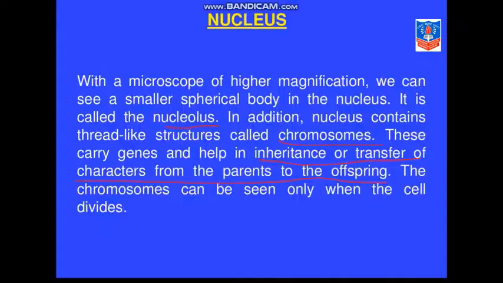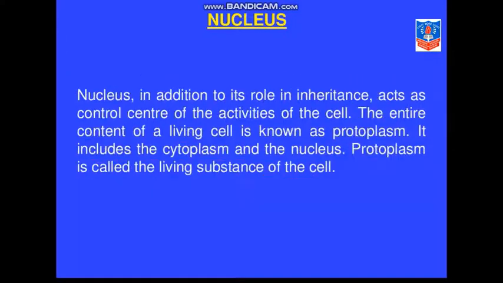The chromosomes can be seen only when the cell divides. कब दिखते हैं chromosomes? जब cell division होता है. दो processes होते हैं, meiosis and mitosis. At that time only the chromosomes are visible, otherwise they are not even visible in the microscope. They cannot be seen, and they are actually thread-like structures, very important.